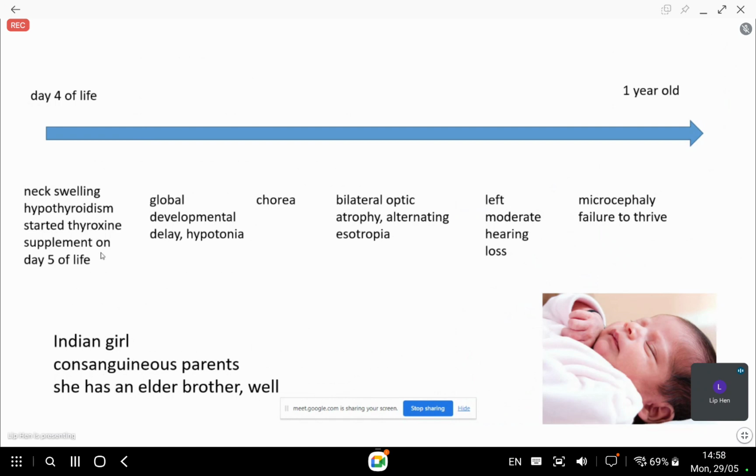During the follow-up, she also had global developmental delay, hypotonia, and chorea. During eye assessment, she was found to have bilateral optic atrophy and squint, and she has moderate hearing loss. At the age of 1, she already has microcephaly, failure to thrive, and developmental delay.